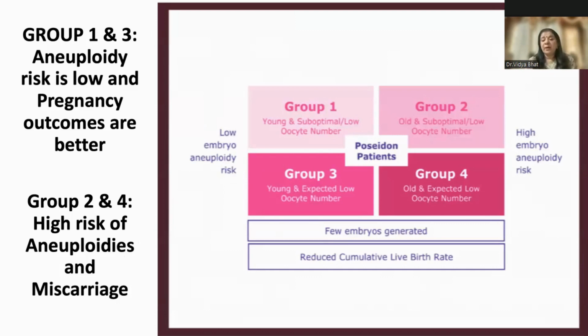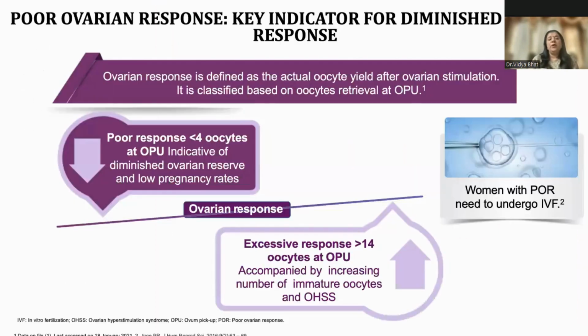So according to these Poseidon patients, low embryo aneuploidy risk is group 1 and 3, and groups 2 and 4 have high embryo aneuploidy risk. So few embryos generated, reduced cumulative live birth rate. Poor ovarian response is the key indicator for diminished ovarian response. Ovarian response is defined as actual oocyte yield after ovarian stimulation.